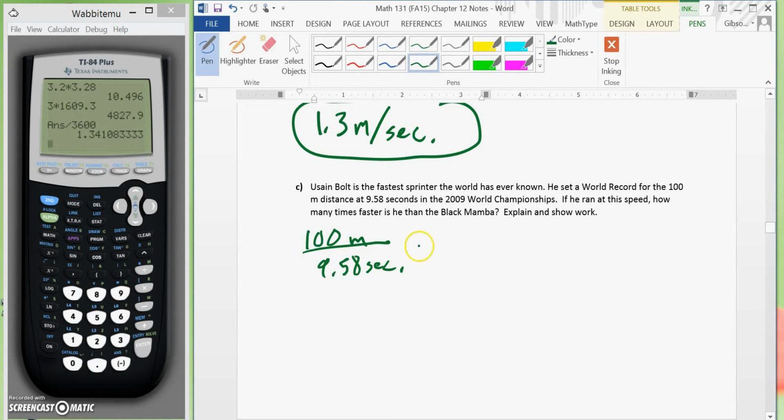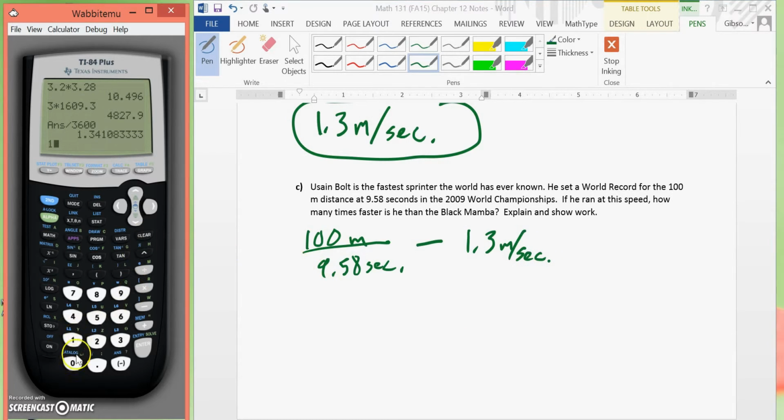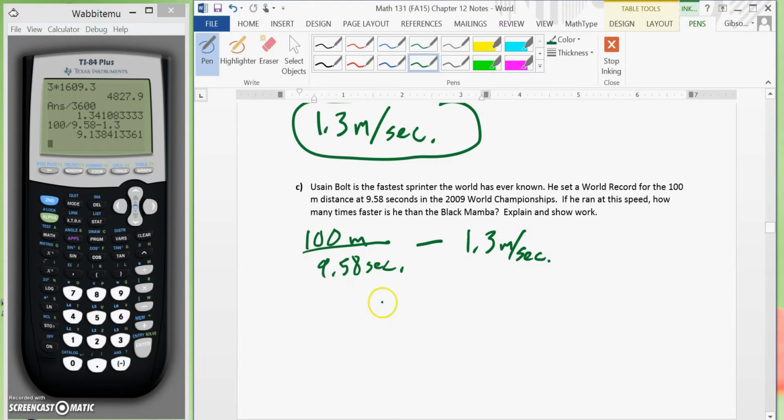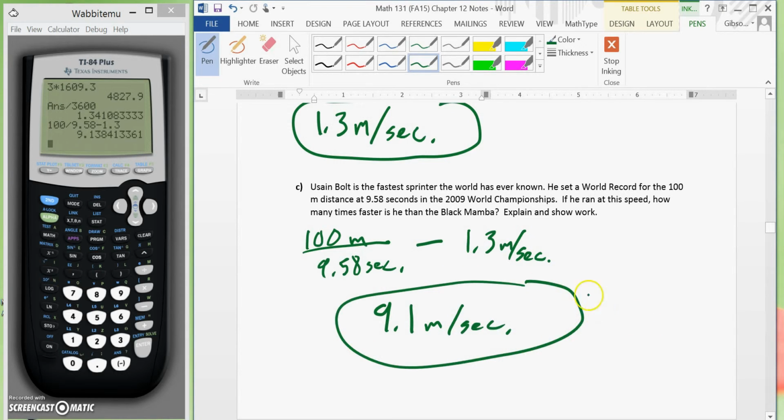Now we would take this and subtract the 1.3 meters per second from it. So we would go 100 divided by 9.58 minus 1.3. That would give us 9.1 if we round that up, 9.1 meters per second. He's faster than a Black Mamba.